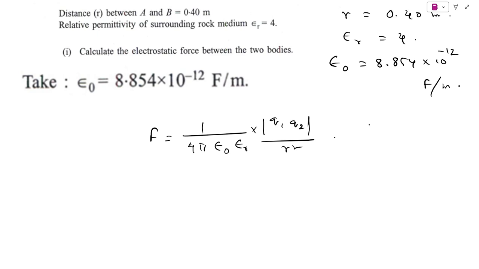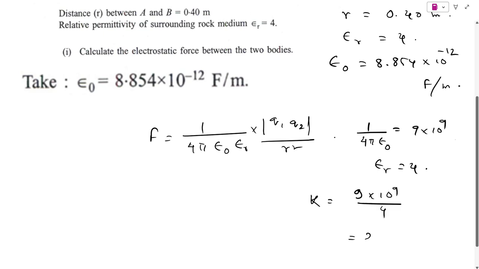Now look, we know 1 by 4 pi epsilon naught is 9 into 10 to the power 9. And since epsilon R is 4, the effective Coulomb constant becomes K equals 9 into 10 to the power 9 by 4. So this is 2.25 into 10 to the power 9. So always remember this shortcut. Instead of calculating 1 by 4 pi epsilon naught every time, directly remember 9 into 10 to the power 9, then simply divide by epsilon R. This saves valuable time in the examinations.